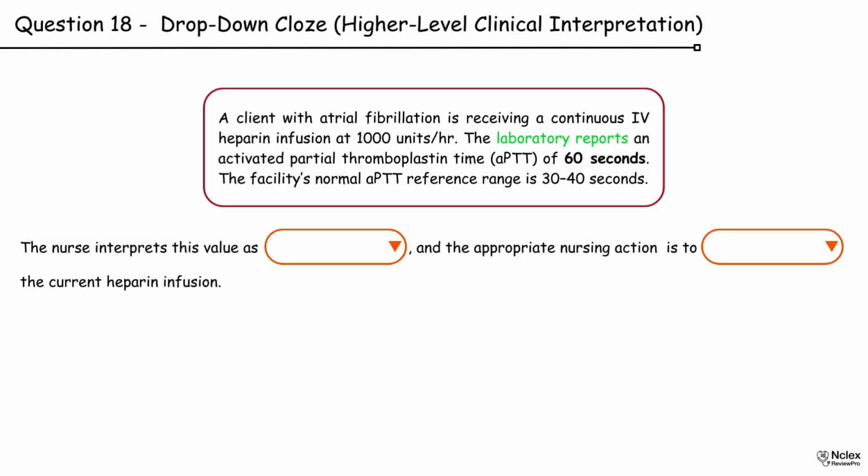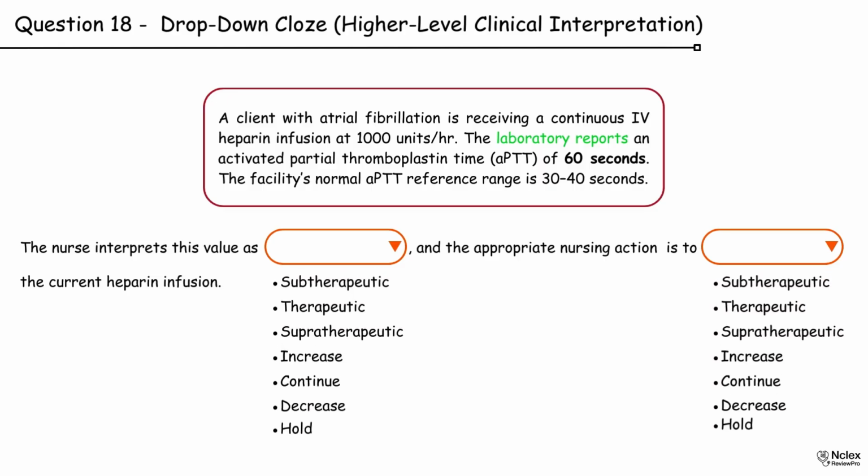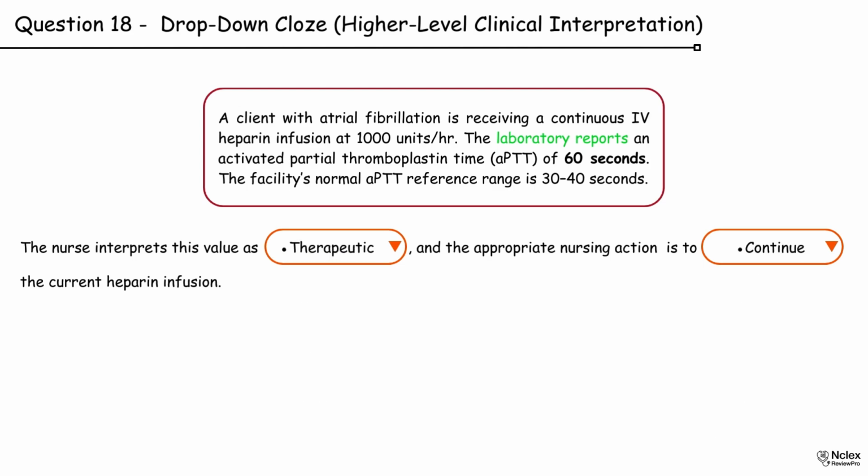Your drop-down options for both blanks are subtherapeutic, therapeutic, supratherapeutic, increase, continue, decrease, hold. Take a moment. Think in multiples, not absolute numbers. Pause here if you need to. The correct answers are therapeutic and continue.